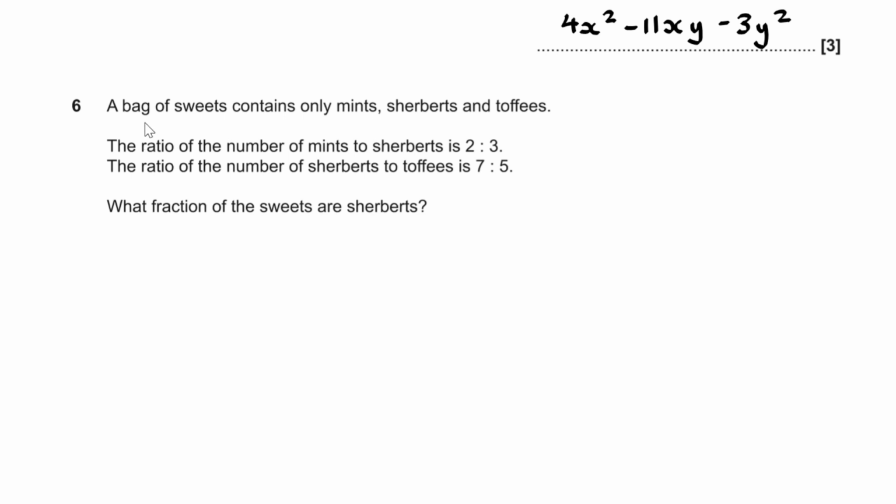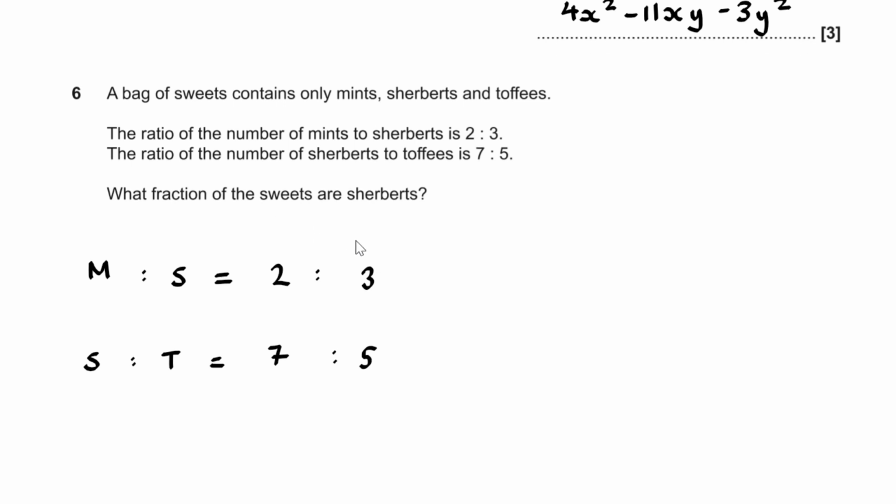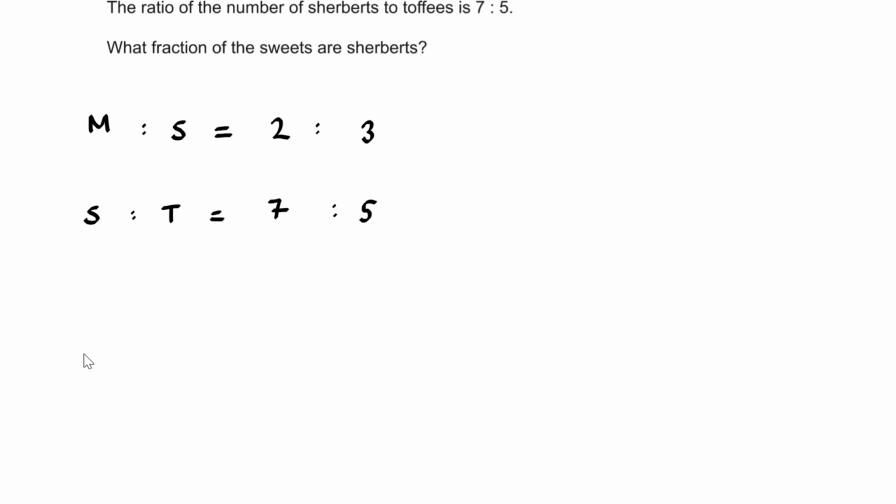Question number 6. A bag of sweets contains only mints, sherbets and toffees. The ratio of the number of mints to sherbets is 2 to 3, so we've got M to S equaling 2 to 3, and the ratio of S to T is equal to 7 to 5. And we have to find out what fraction of the sweets are sherbets. So before we do anything else, what we need to find is the ratio of M to S to T.